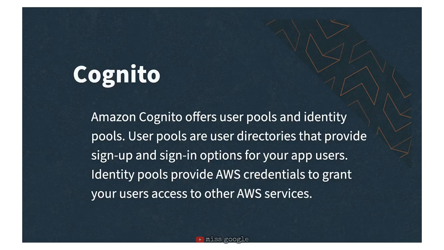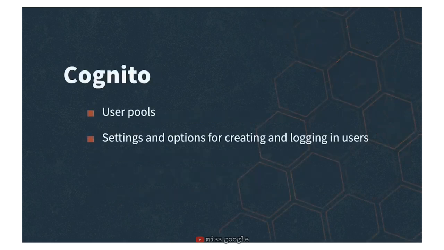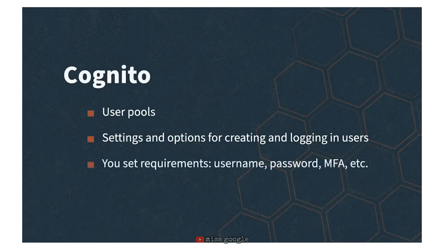Identity pools provide AWS credentials to grant your users access to other AWS services without possibly a login directly through your app. So maybe through a third party or maybe through a custom login that you already have on a server. So user pools are created using the settings and options that allow users to log in. So you can specify if they have to have a username, an email address, the different criteria for their password, and also MFA and anything else that you would require during login.